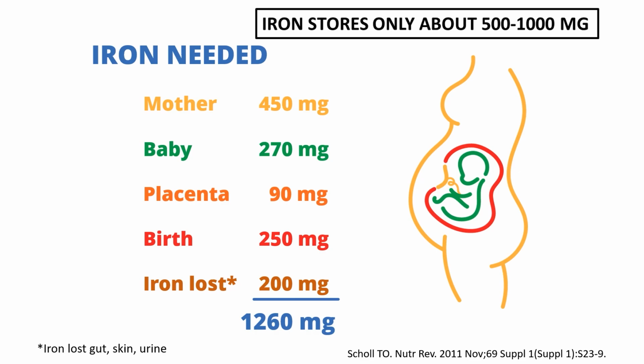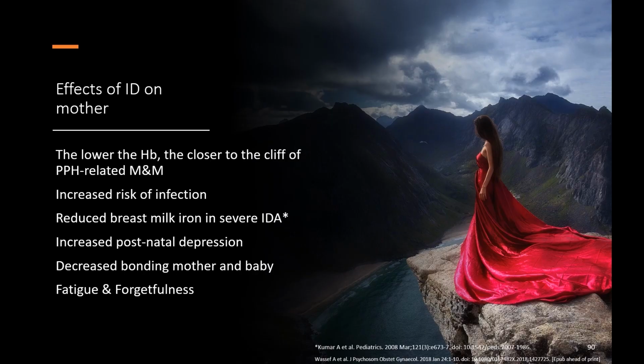And you may ask, why is that important? Well, if a pregnant mother is iron deficient, she is going to become anemic. Postpartum hemorrhage is one of the number one causes of maternal death, and the lower the mother's hemoglobin, the closer she is to the cliff of dying from postpartum hemorrhage, because she will not have enough red cells in the body to compensate for a severe bleed.